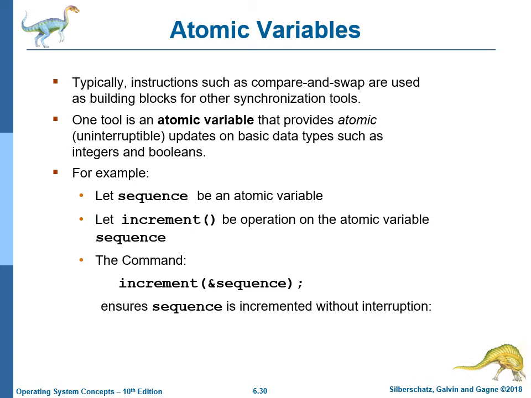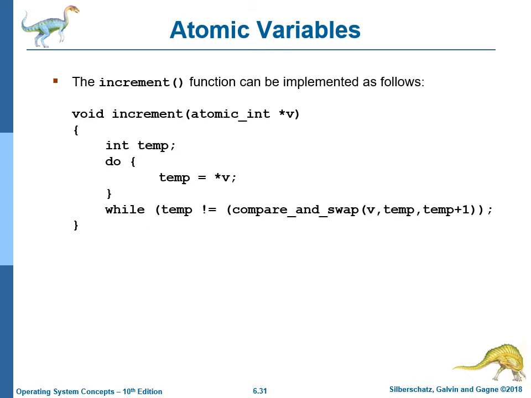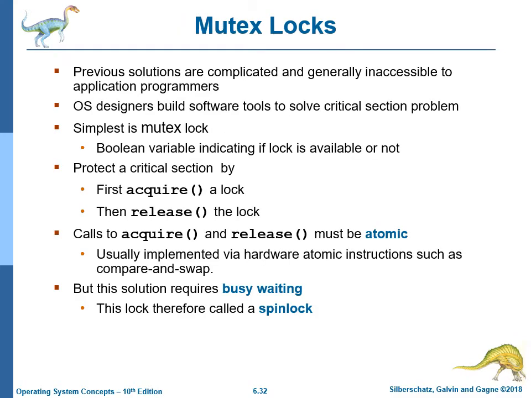So typically instructions such as compare and swap are used as a building block for other synchronization tools. Another tool is what we call atomic variable, where this provides atomic, uninterrupted updates on the basic data type. So for an atomic variable, we have variables here which will compare and swap, and then it will return the variables.